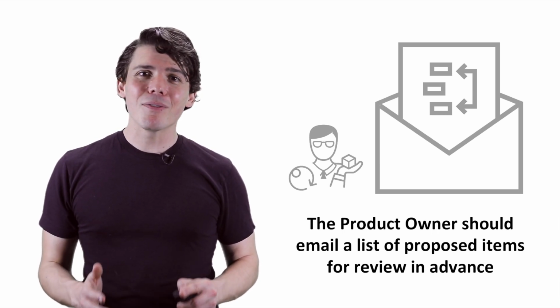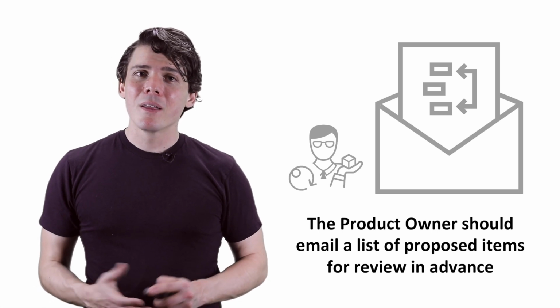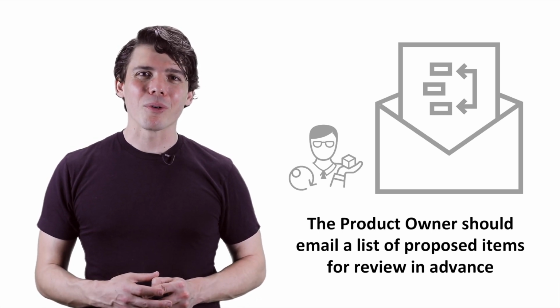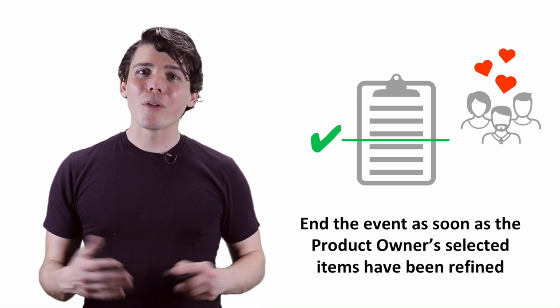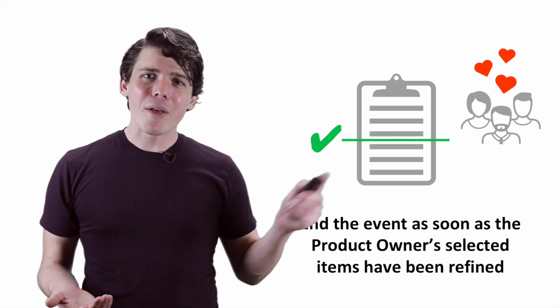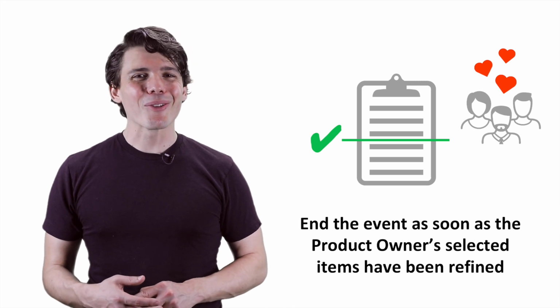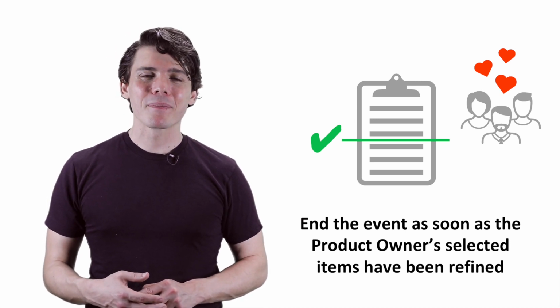Before you start, I suggest having the product owner communicate a proposed list of items for refinement to the team at least a few hours before the event. This gives the team a chance to look at the stories earlier. If the product owner and Scrum Master are willing to conclude the event when all of these items have been refined, rather than move on to new topics, it can also be highly motivating for the team.